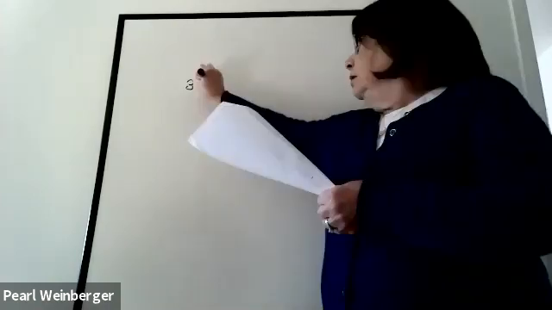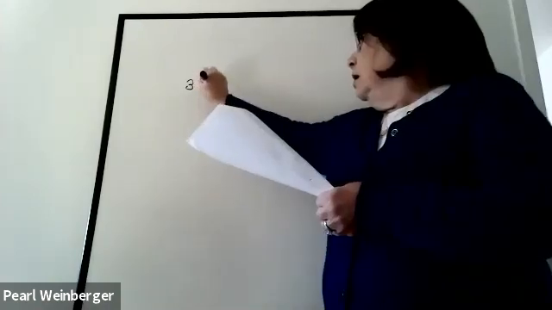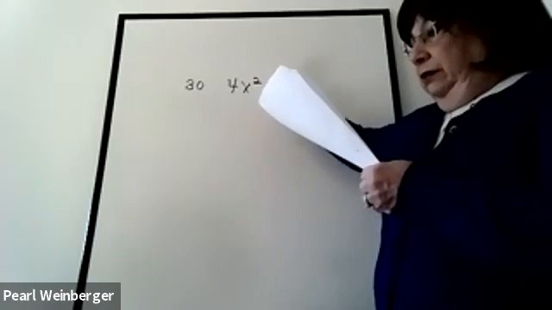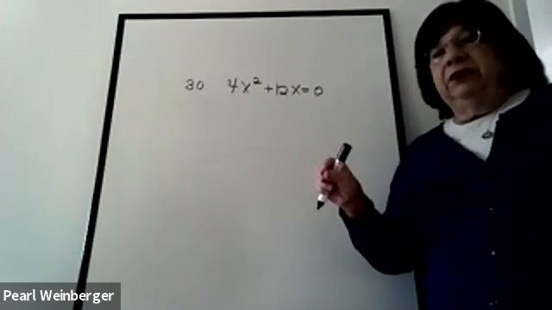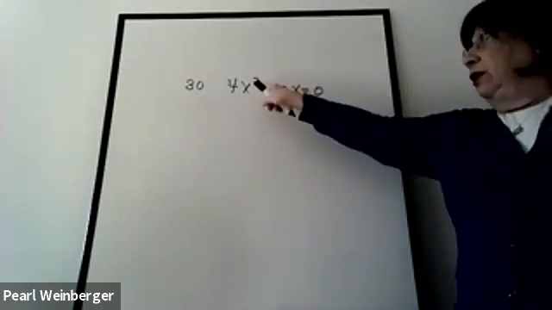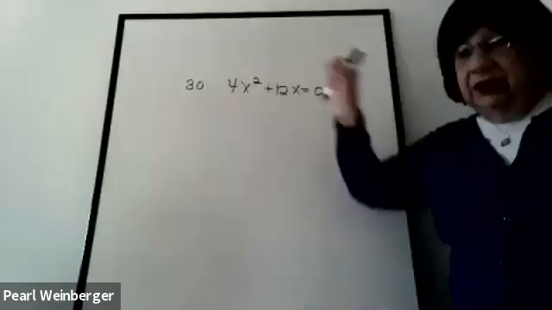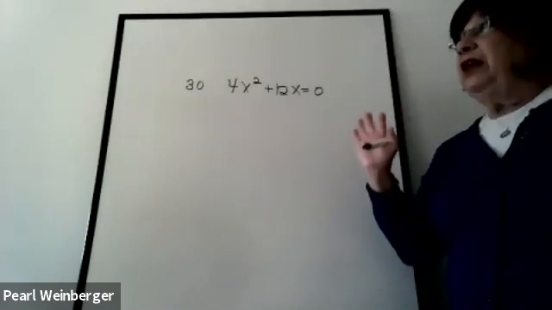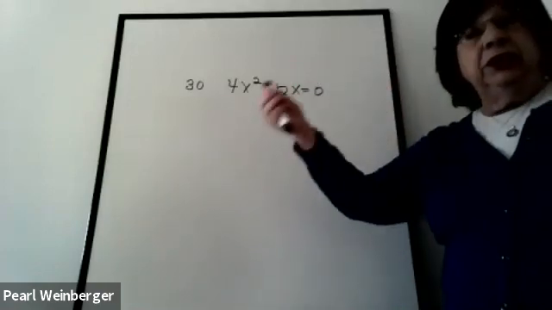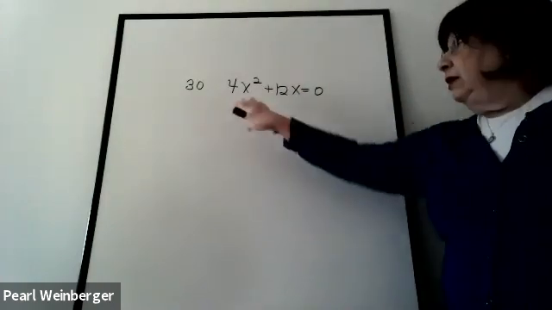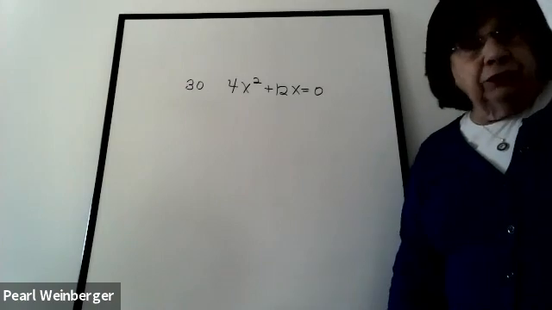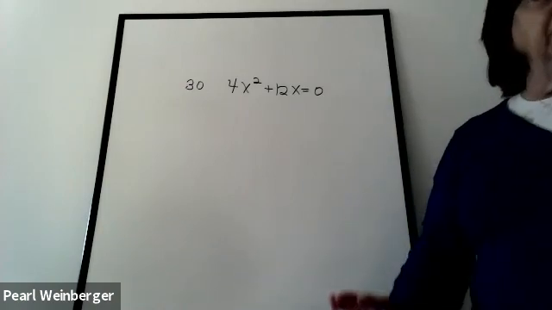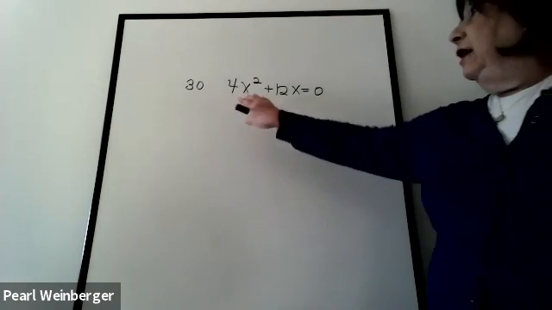Okay, so number 30 looked like this. It's 4x squared plus 12x equals 0. If you recall the steps involved in solving a quadratic equation, which I recognize because I see this x squared, I have to bring everything to one side of the equation and equaling 0 on the other side, which I already have in this case, and then you factor it. You factor it completely as much as you possibly can factor it.